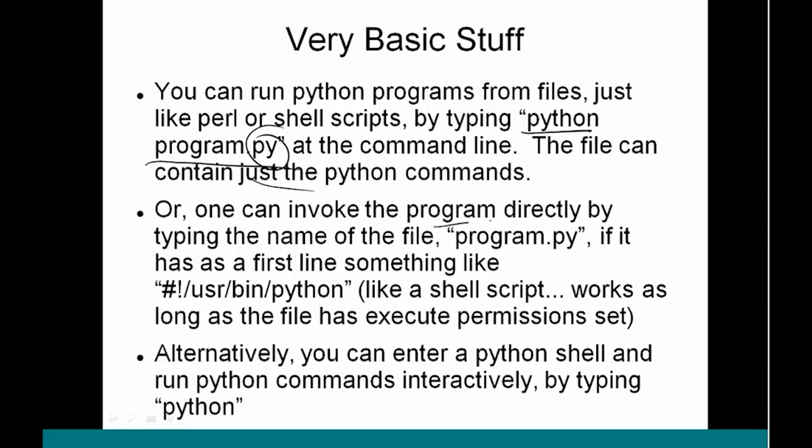You can also invoke the program directly by typing the name of the file, just program.py, if it has the first line pointing to the Python installation. Here the installation is /usr/bin/python. So if you put a hash-bang /usr/bin/python on the first line of your script, followed by the Python commands, then you can simply type that file name and it will execute. Of course, you need to set the execution permissions. Once you do that, it will just execute. So this is just like a shell script. It works as long as the file has execute permission, as I mentioned.